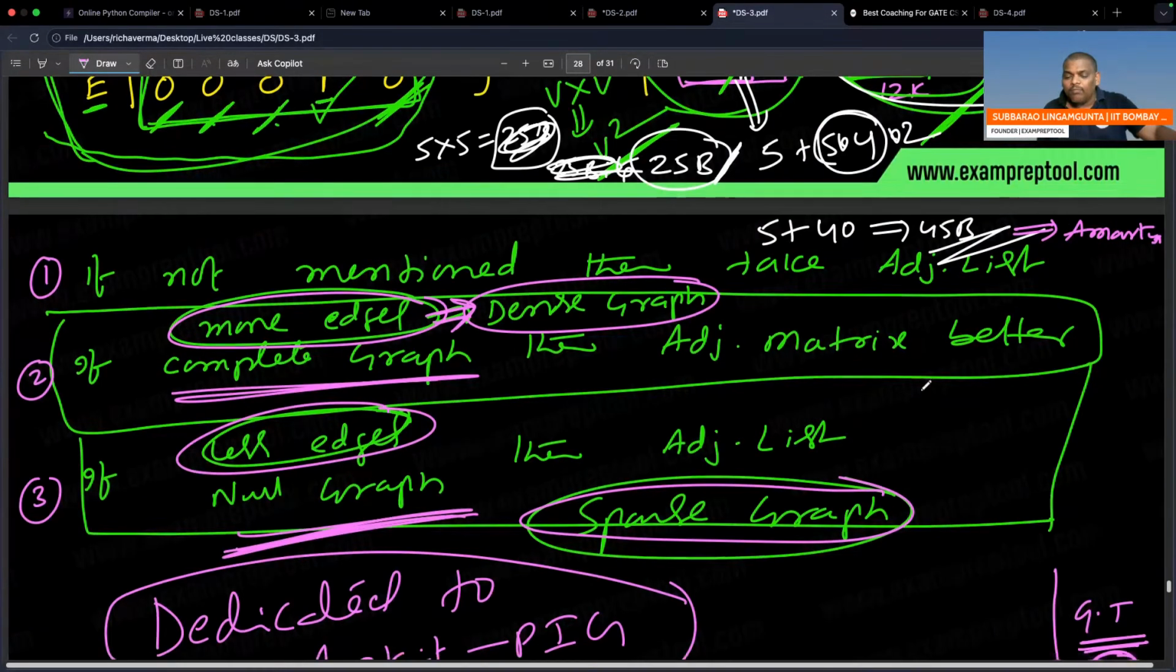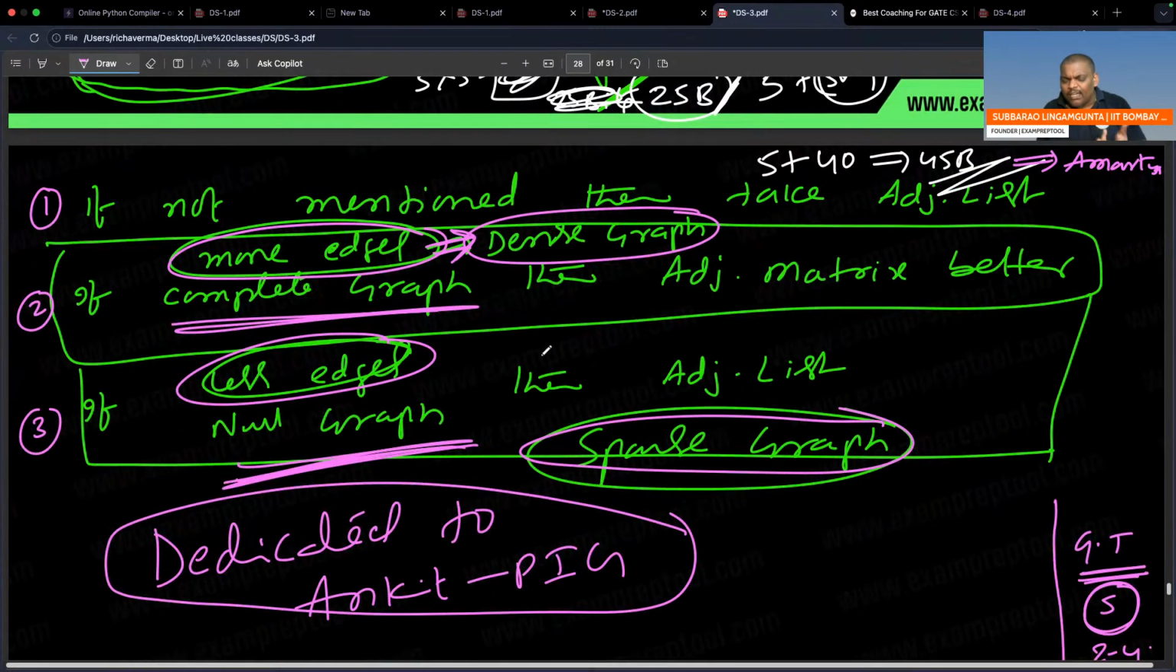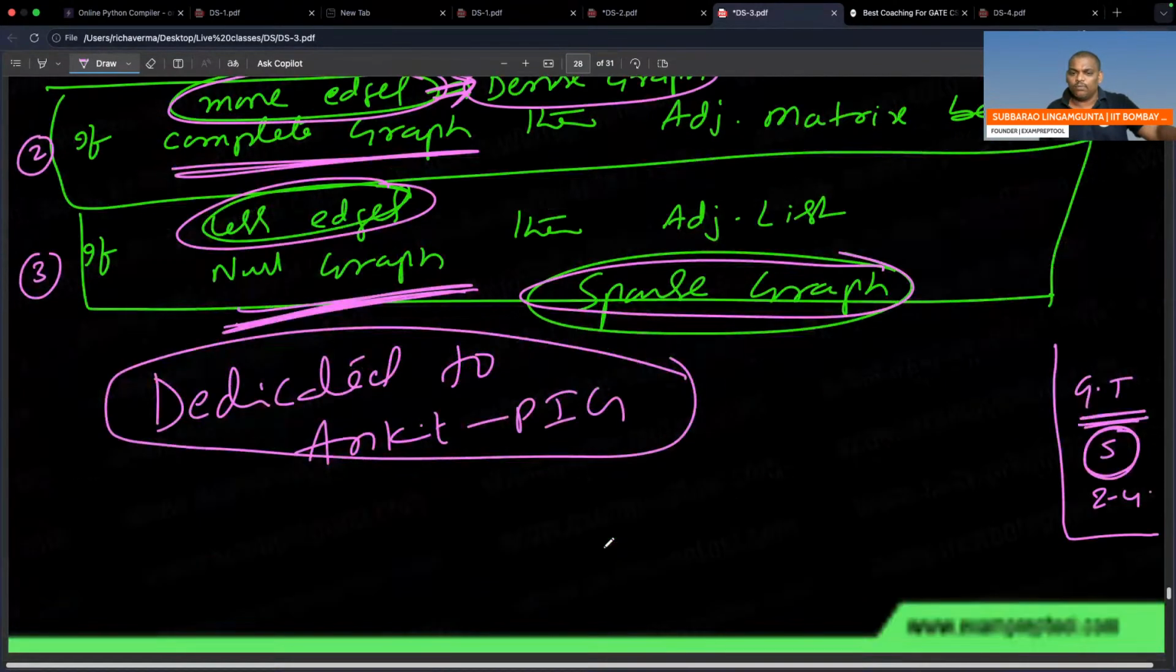If complete graph, matrix is better. So less edges, something like a null graph, which is also called sparse graph, then adjacency list is better. If more edges, something like complete graph, which is called dense graph, then adjacency matrix is better. Nothing mentioned, then go for list.